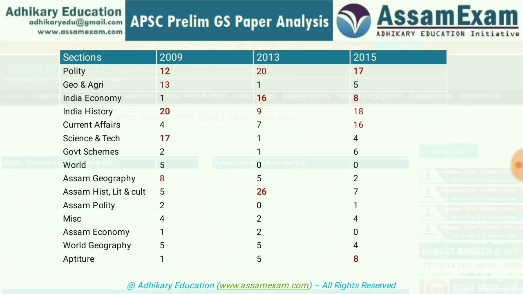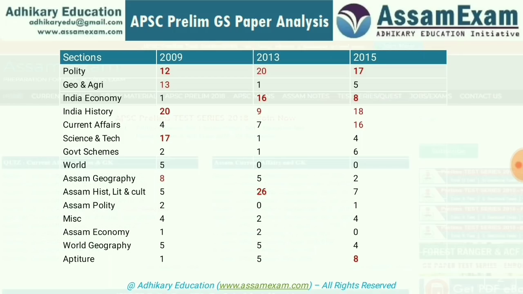So 12 questions came from this polity section, and 13 questions from geography and agriculture. See, Indian economy, it is very less. So because of limited time, if you want, you can skip Indian economy, because most of the questions are not going to come from that topic, at least in 2009 it has not come. Then Indian history, 20 marks. So you can expect quite a number of questions from Indian history.